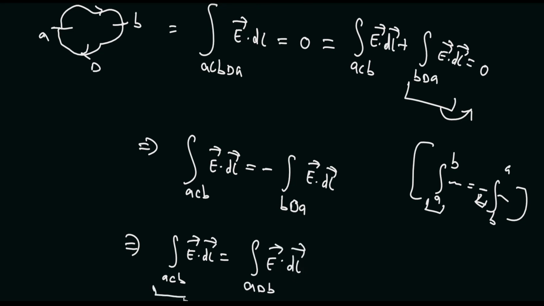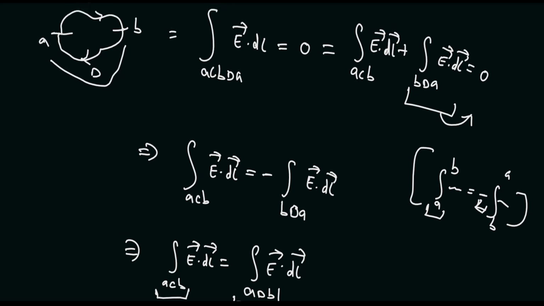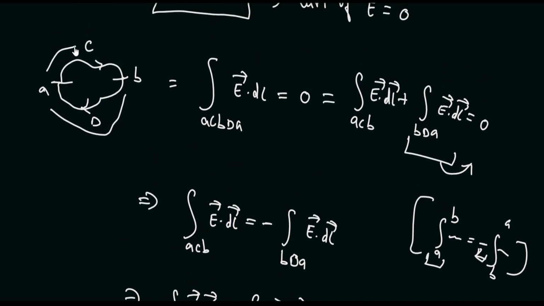Therefore, we see that the line integral of the electric field as we go from A to B via C, and the line integral of the electric field as we go from A to B via D are the same. That is, it does not matter which path we take. We could go from A to B via D or A to B via C. It will not matter. The line integral of the electric field is independent of the path.